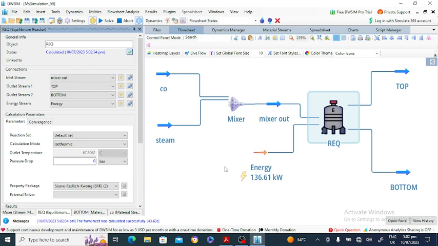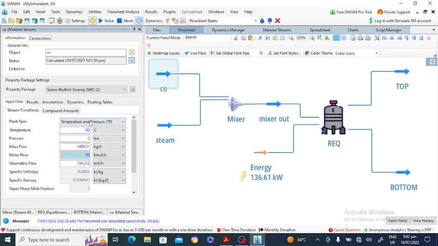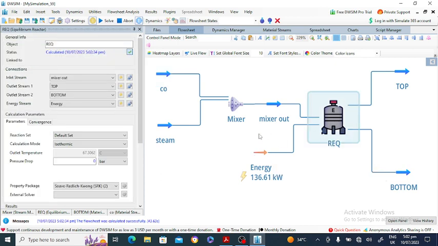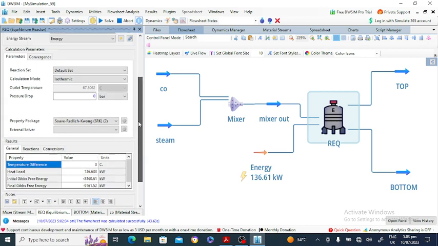So it is calculated. Now it is calculated. At these conditions, when the carbon monoxide temperature is 80 and the pressure is 2 bar, and when the molar flow rate of carbon monoxide is this one, this amount of energy will be the isothermal reactor energy. So here you can see the Gibbs free energy. The heat load of the reactor is this one, 136.61 kilowatt, and this is for the isothermal condition.